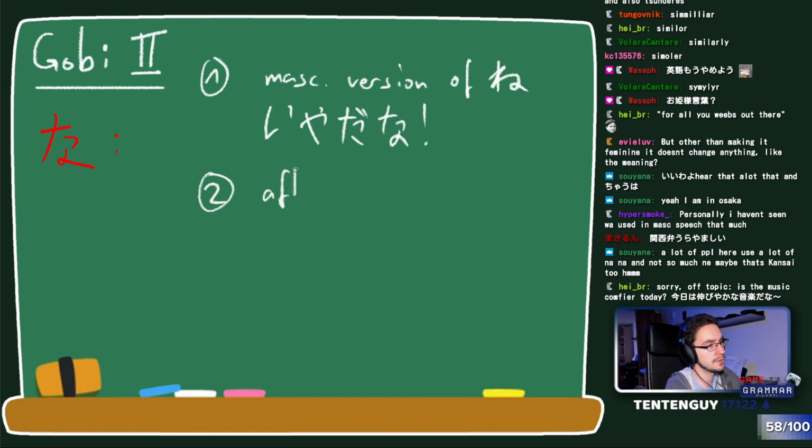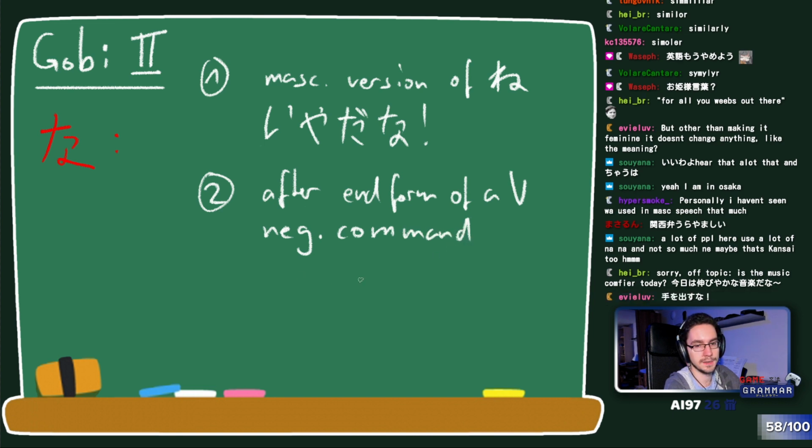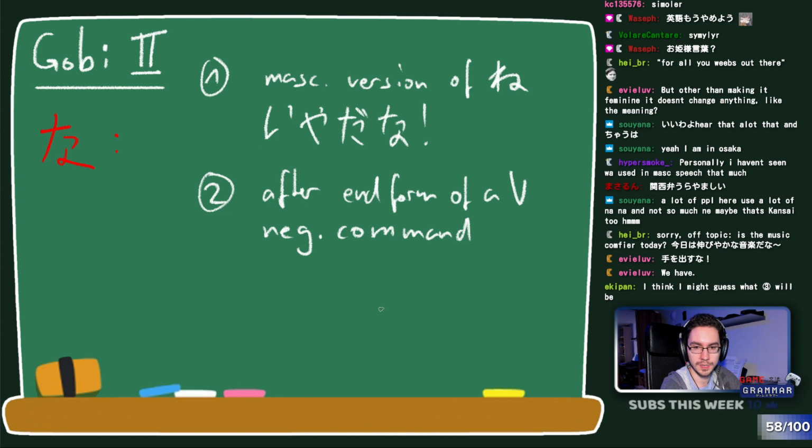If it's after, this is important. This is the only place where this can happen, is after the end form of a verb. I'm gonna make V for verb, okay? After end form of a verb, negative command. And I'm pretty sure we have talked about this. Command is with na. Command. So basically a, you know, 手を出すな, exactly. The important part here being that it has to be after the sort of standard form of a verb. That's good, yeah. The standard form is sort of the important part.